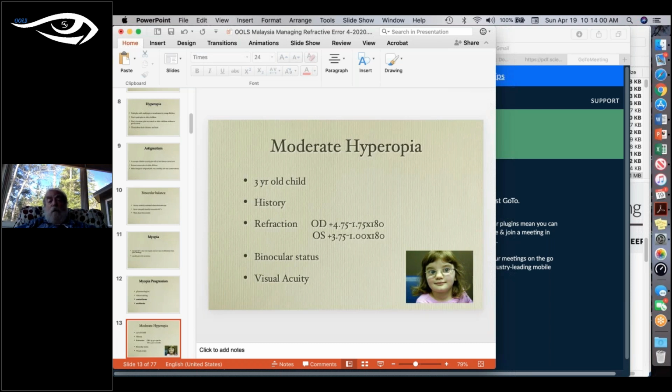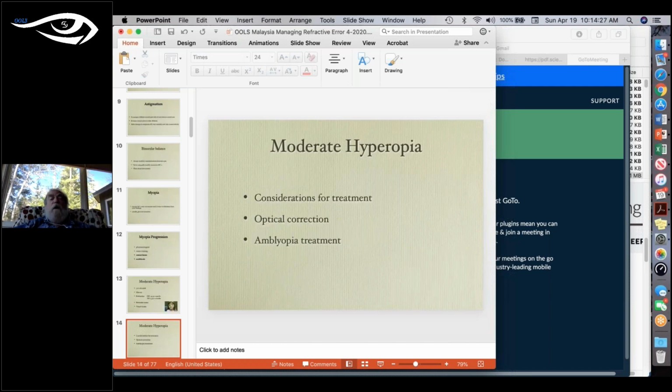Binocular status was fairly normal most of the time, but in doing some of the more dissociative stereo testing, binocular testing, binocularity apparently went to 0. So depending upon the stimulus of the test, the binocularity might have been normal or might have been abnormal. Okay, so what are we going to do? What are we thinking about? What's going on with this child?